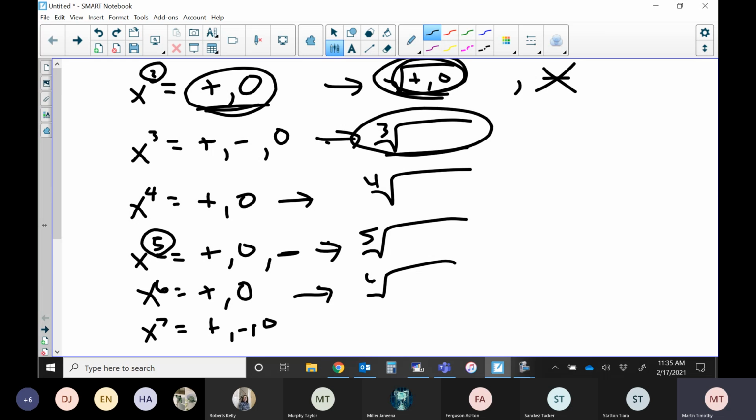What kind of numbers could be underneath a cube root? Positive, negative, or 0. What numbers could be under a 4th root? Only positive or 0. What numbers could be under a 5th root? Positive, negative, or 0. Are you guys following me here?